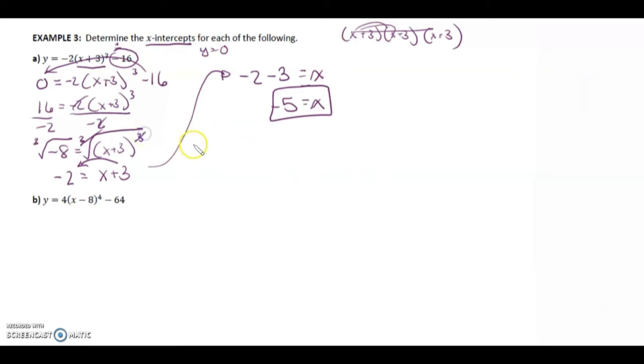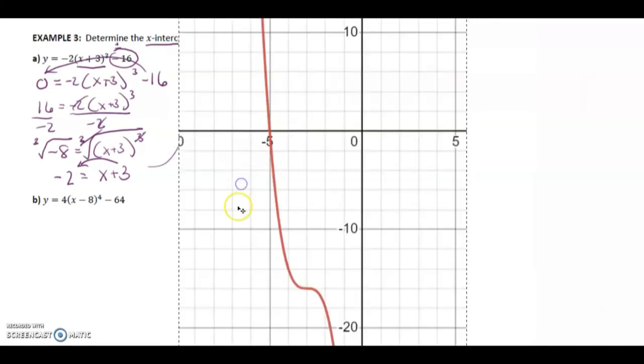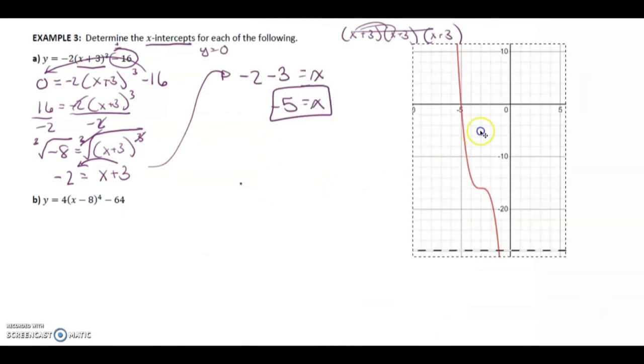When we cube root something, we don't have that plus minus option. We just straight cube root it. So just to check our answer, if you go on Desmos, I'll make this smaller. There we go.